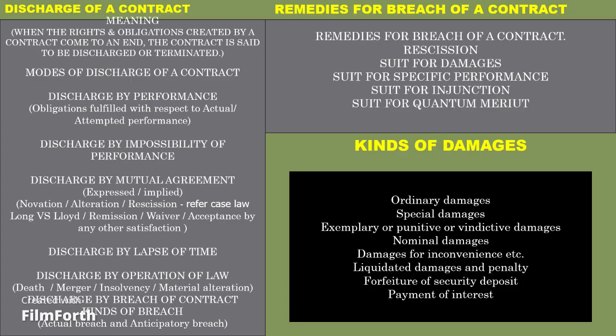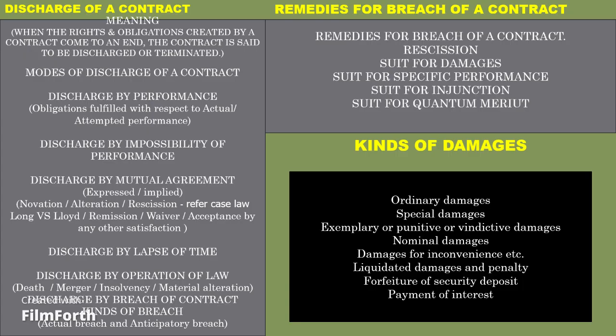performance. Performance is the usual mode of discharge of a contract. Performance may be classified into two types: actual performance, and attempted performance, or tender performance or offer of performance. 1. Actual performance. When both the parties perform their respective obligations in accordance with the terms of the contract, it is discharge.